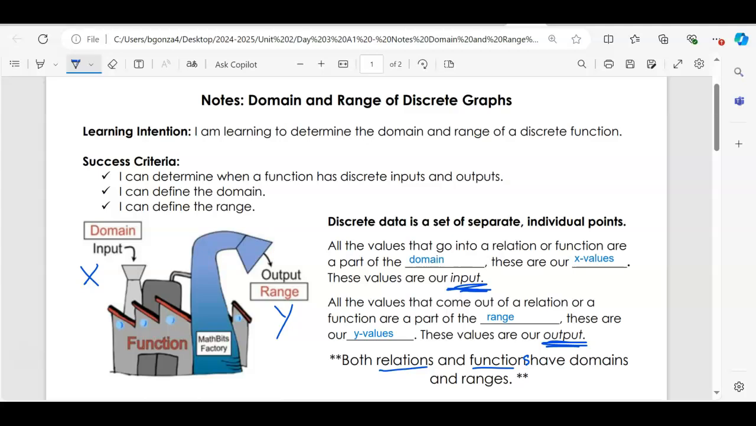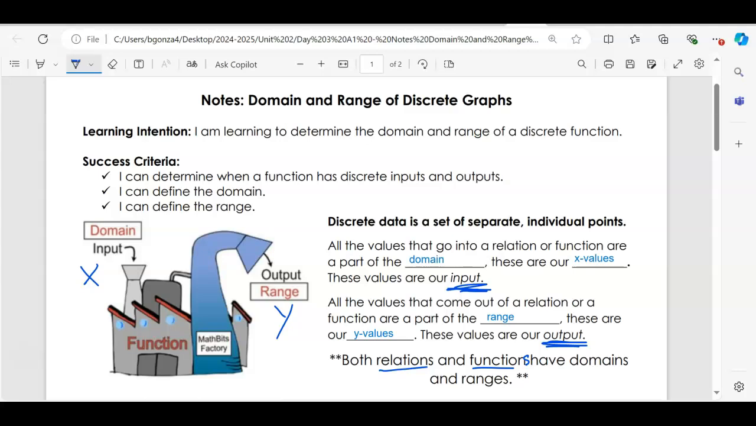So you see your little function factory over there? You plug in the X, you plug in the domain, you plug in the input. And then inside the factory, math happens. It's mathemagical. And then you get what? An output, a range of Y values, okay? So again, the second part, all the values that come out of a relation or a function are a part of the range. These are our Y values. These values are our output.